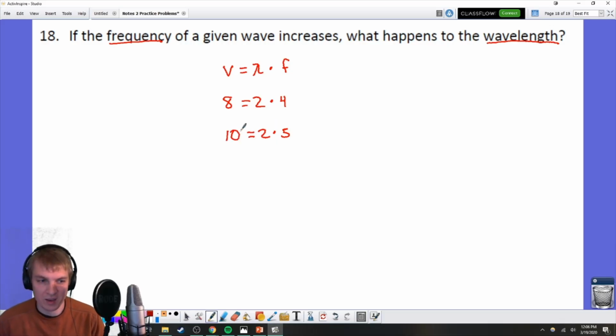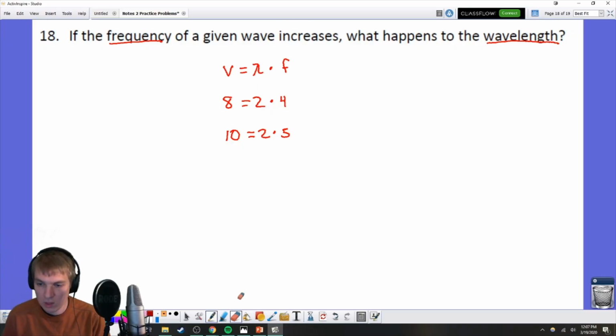But here's the thing. In any given medium, the speed of sound does not change, or the speed of a wave does not change. So just because someone's pitch of voice is changing, that doesn't mean that it's traveling faster through the air. Through the air, the speed is going to remain the same. So V has to be a constant thing.